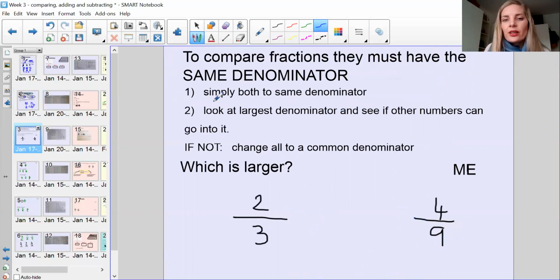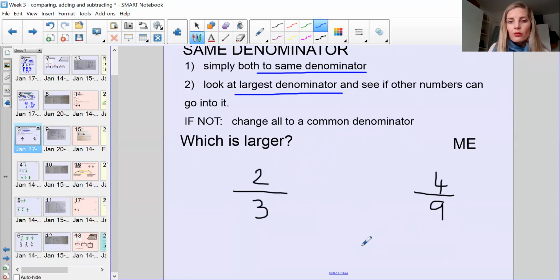Okay, so when we compare, we need to make sure that both denominators are the same, like we did in our big questions. That is very important. And we then just use our equivalent fraction knowledge, and how we apply that. We need to then look at the largest denominator and see if the other numbers can go into it, which is what we did earlier. And if not, then we just have to change all to a common denominator. And the easiest way to do is just to say 3 times 9, okay? Right. So let's have a look at which one is larger.